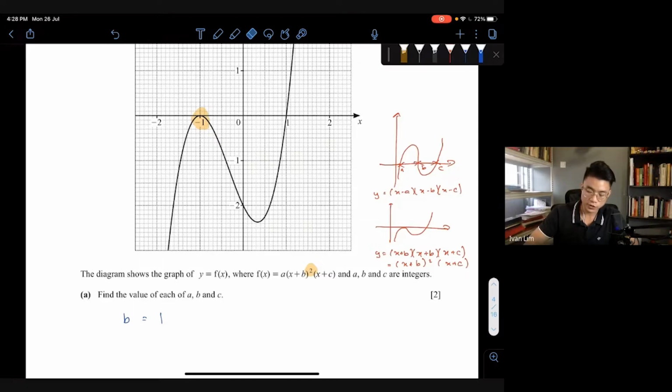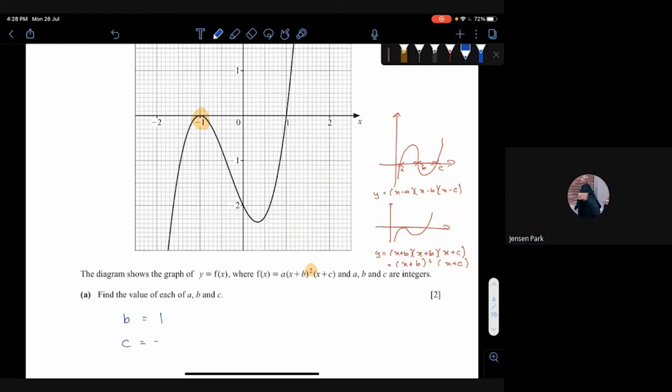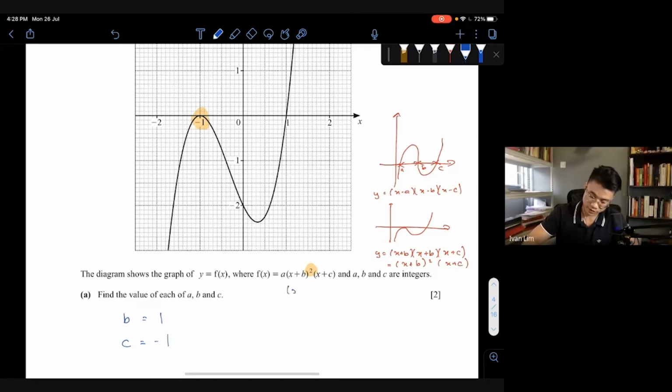Okay, so b equals to 1 because your solution of the bracket needs to be equal to -1. So your c value will be equal to -1. So here will be (x plus 1) squared, (x minus 1). Because my x plus 1 here needs to be equal to 0 and my x minus 1 here needs to be equal to 0, right?